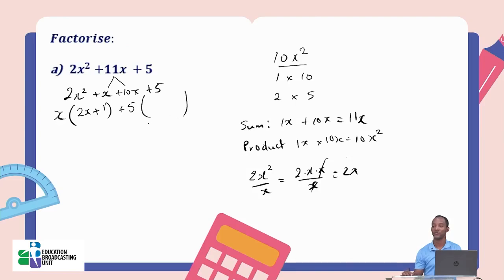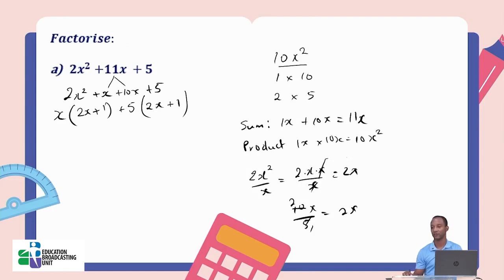Now, we're going to insert brackets. We're going to divide 10x by the factor 5. 10x divided by 5 will give us 2x. 5 and 5 goes once. 5 into 10 goes 2 times. So 2 times x is 2x. We're going to put 2x here. Now we're going to divide the last term by the factor 5 as well. Now 5 divided by 5 is 1.